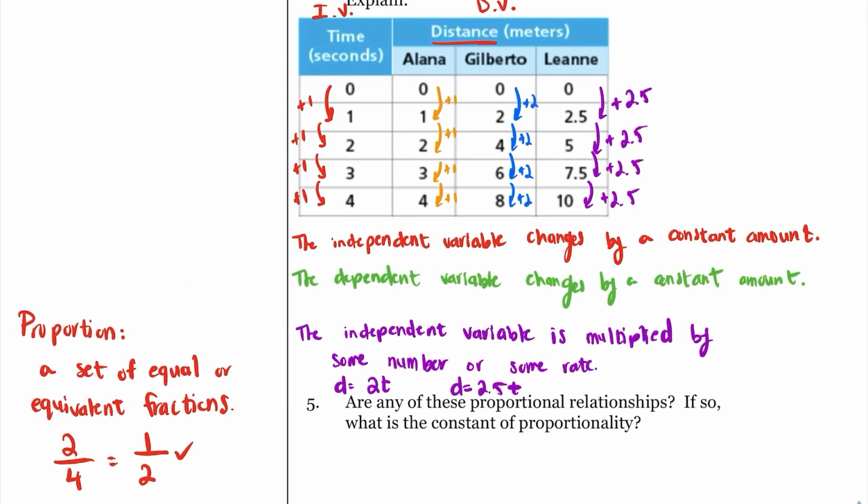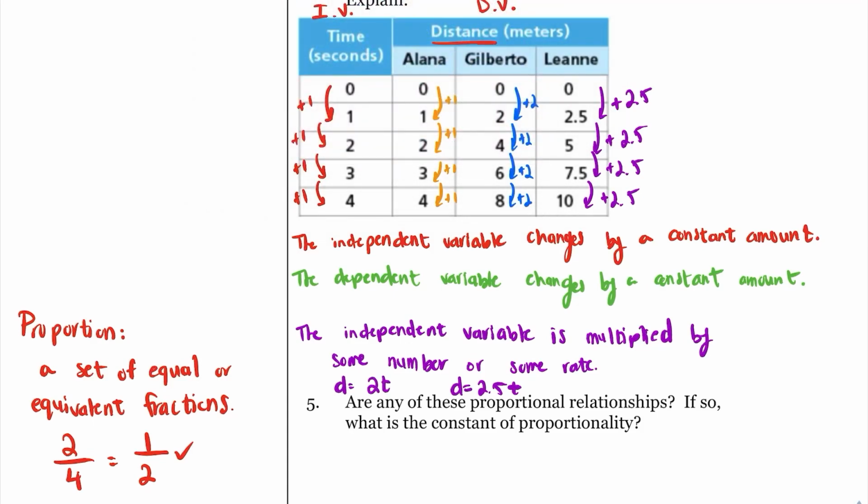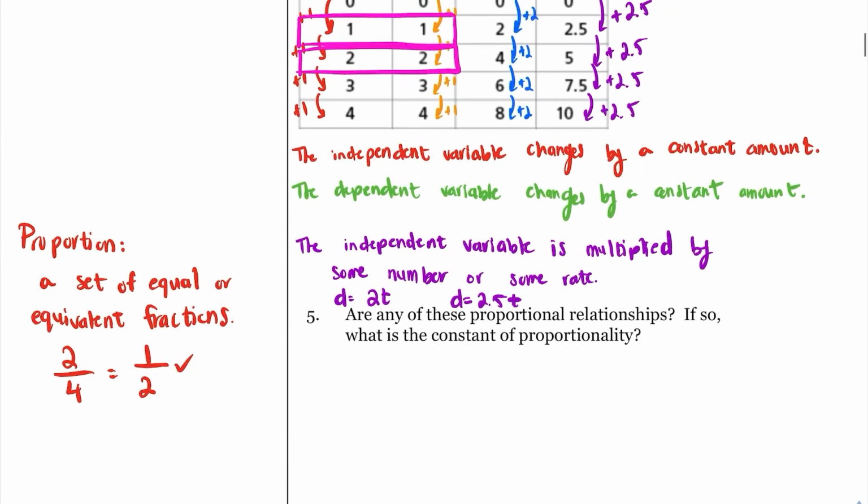So from this graph, I'm going to work in pink here. I am comparing the independent variable and dependent variable from Alana for right now, okay? So the ratio that I'm writing is the independent variable to the dependent variable, okay? And I want to make sure that these two pink boxes here are equivalent, right? And therefore that makes them proportional.